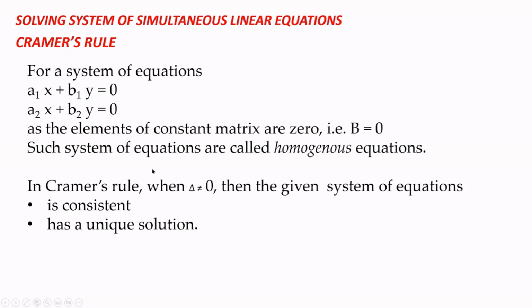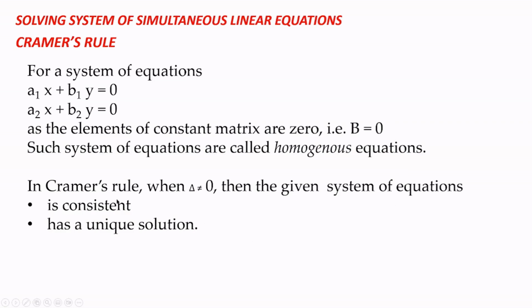Now we will see the condition that has to be satisfied for various types of equations. If we have a given system of equations of the form a1x plus b1y equal to 0 and a2x plus b2y equal to 0, where the elements of the constant matrix are 0, then such a system of equations is called homogeneous equations.